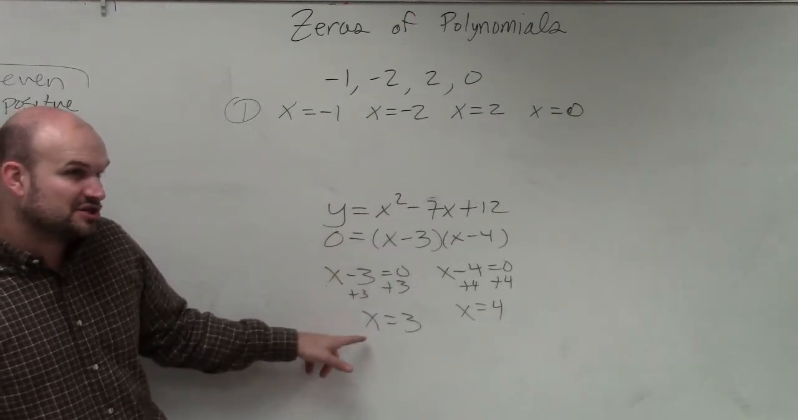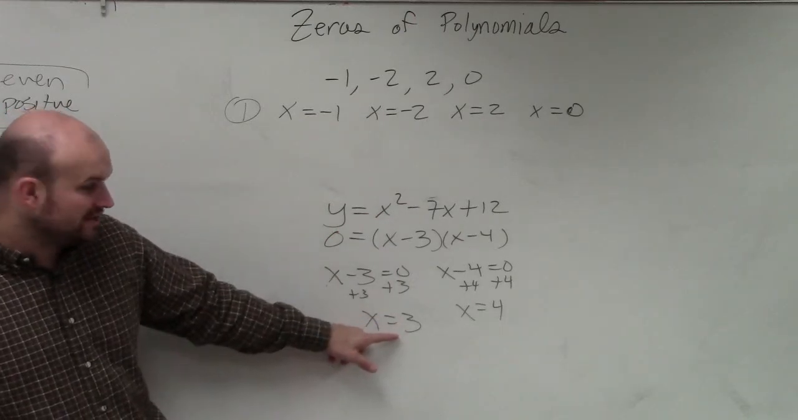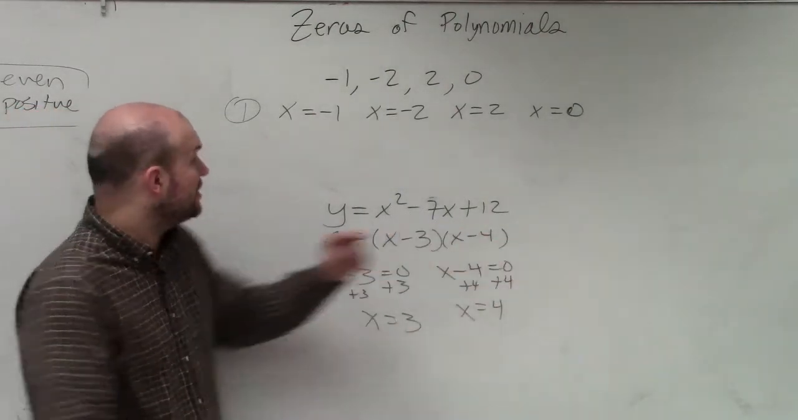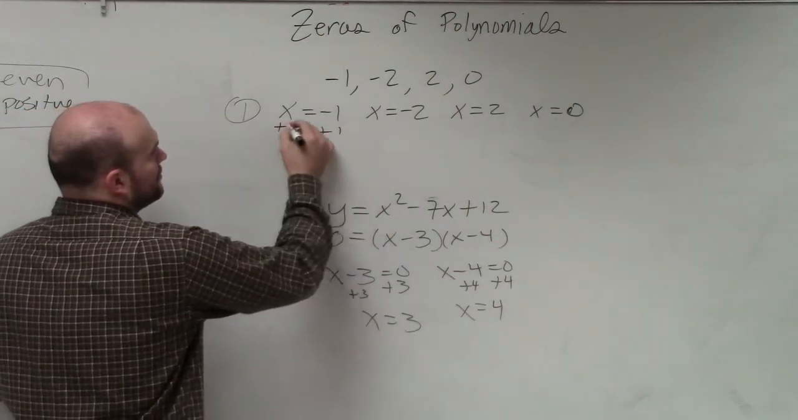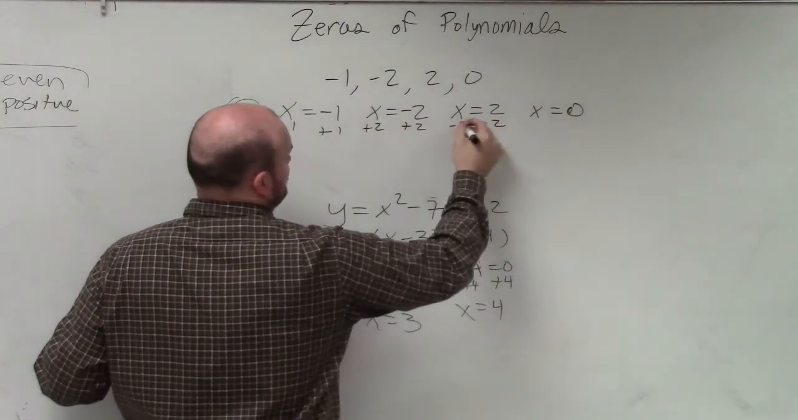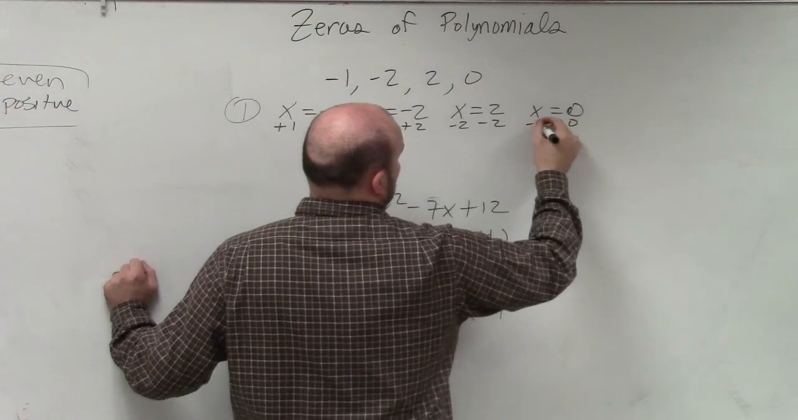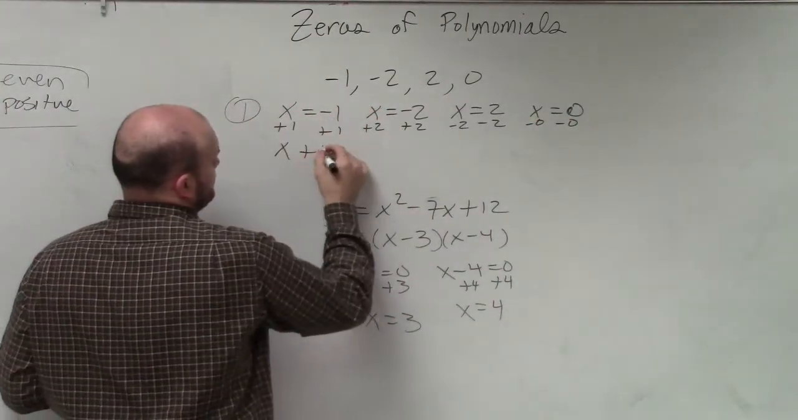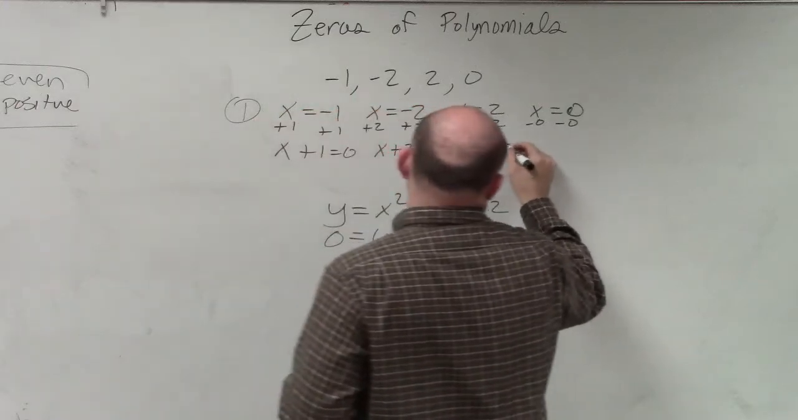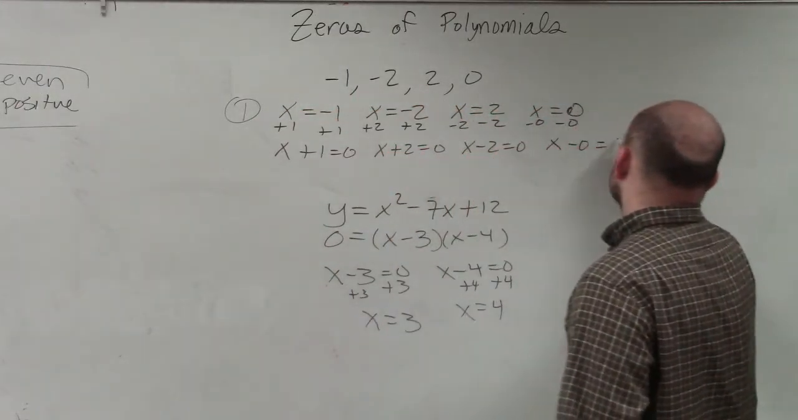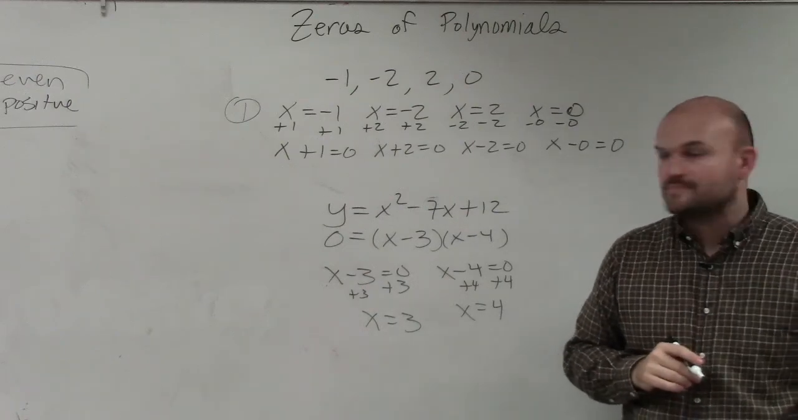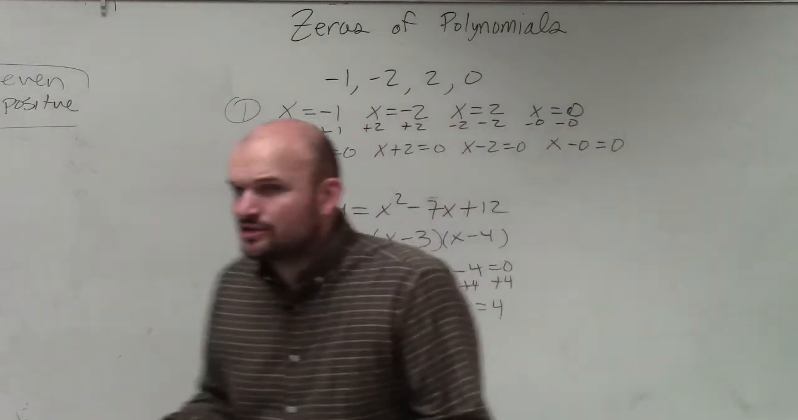Then step number 2 is set all of your zeros. Now set all of them equal to the number 0. So therefore, I have to get them all to the same side as the x. OK? Now, why am I setting them equal to 0?